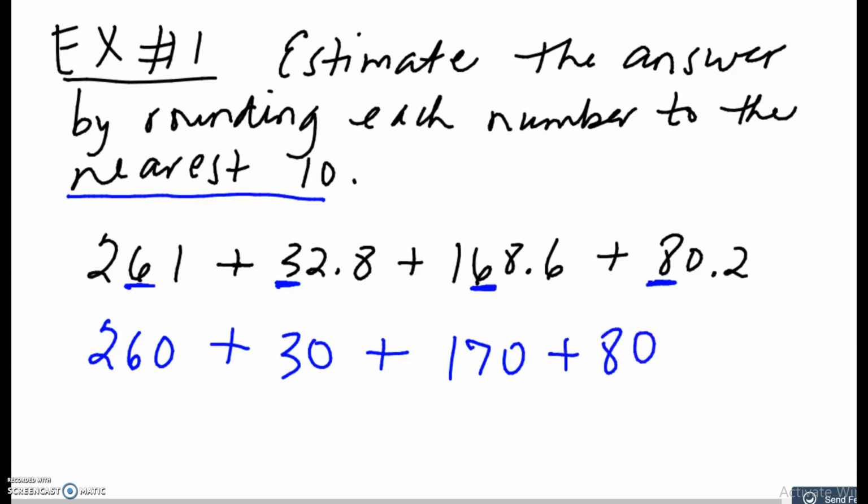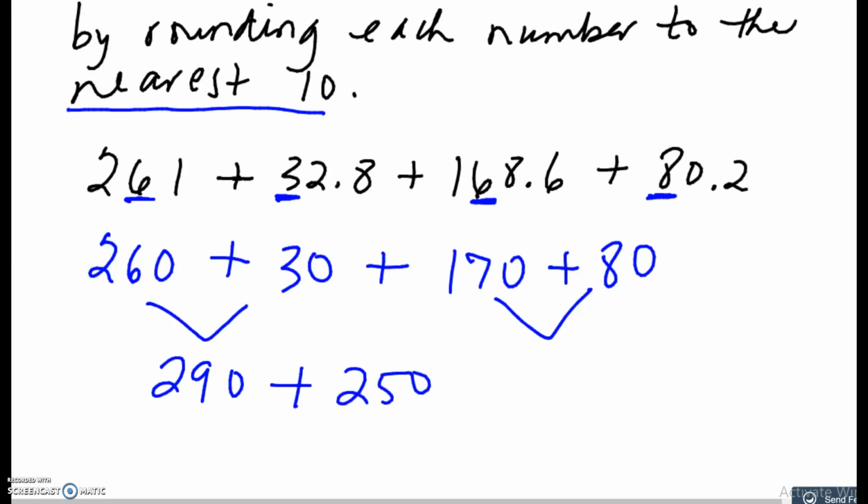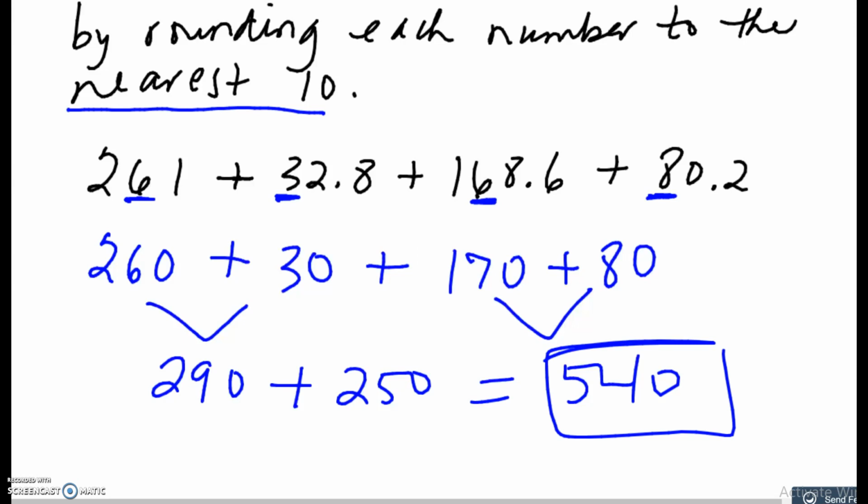And then we would find the sum of all of the rounded numbers. So you can enter this into your calculator or you can add it using paper and pencil. I'm going to add it using paper and pencil just because I don't have my calculator at home. So 260 plus 30 is 290. 170 plus 80 is 250. And then 250 plus 290 is 540. And that would be the final answer. Let's look at another example.